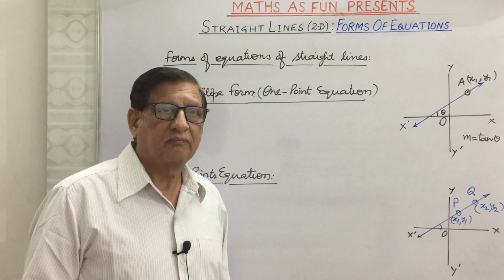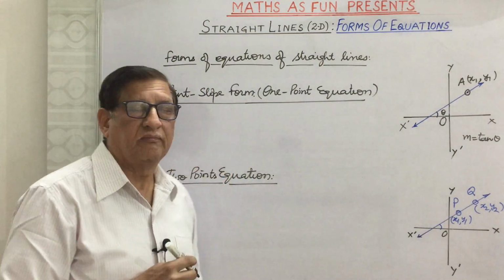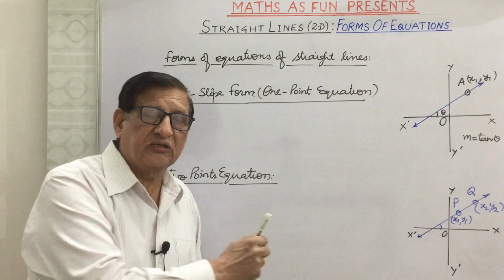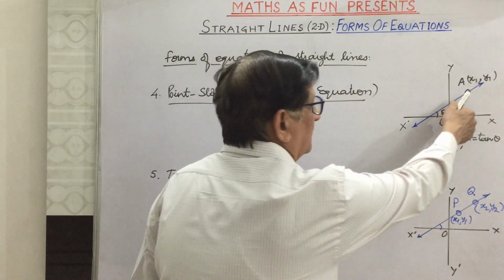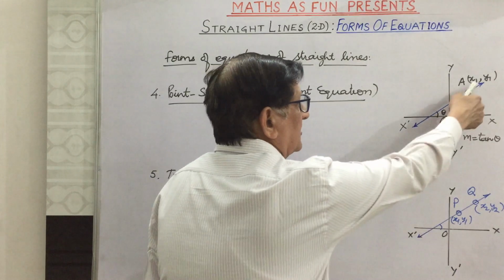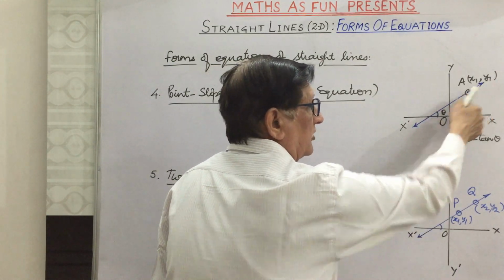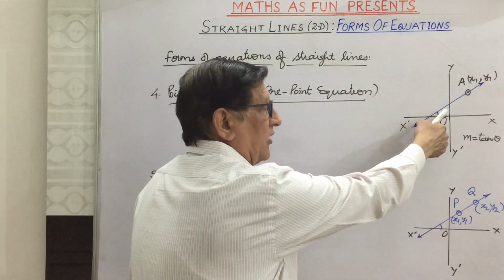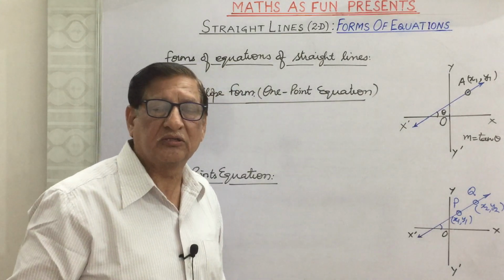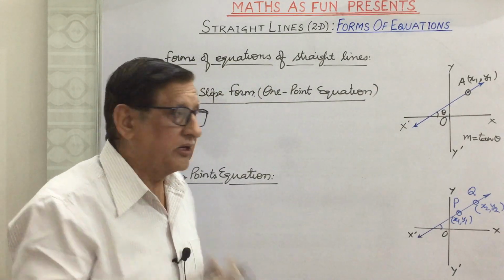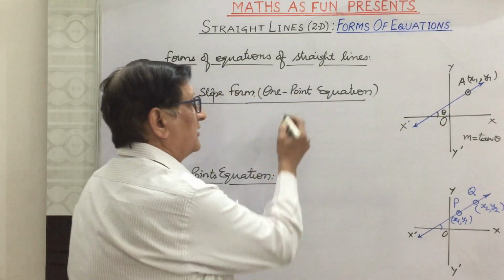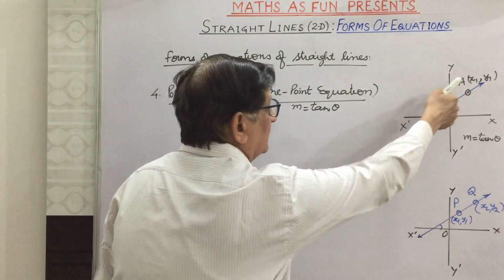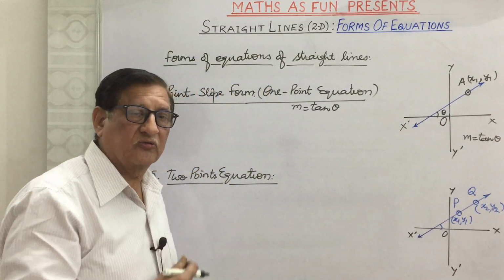The next form is known as point slope form, or we call it one point equation of the line. Means what? This is the equation of a line which passes through a given point. Like here, the line is passing through point A, whose coordinates are x1, y1. And its slope is given, or the inclination with the x-axis in the positive direction is given. It means if theta is the angle it makes, then slope m is equal to tan theta. Passing through x1, y1, we have to find the equation of such line.